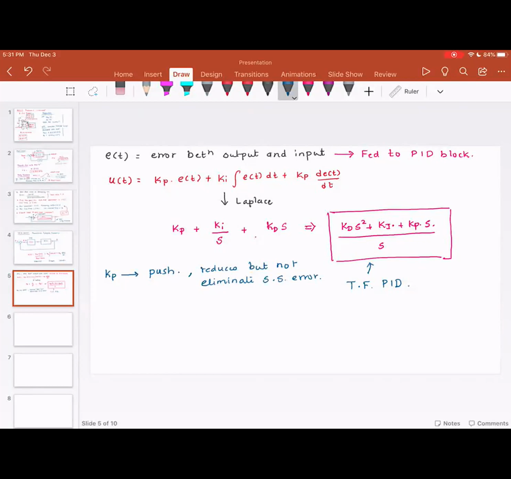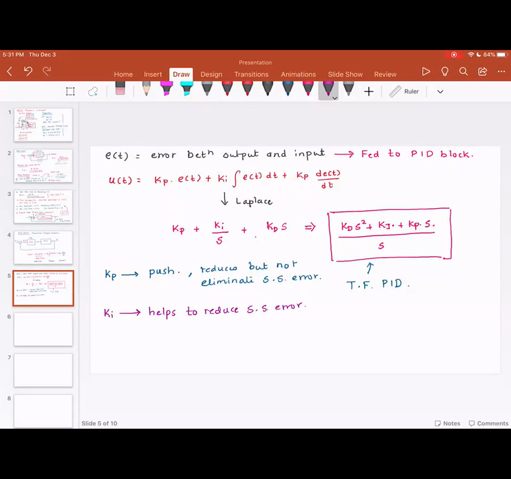That's exactly what happens when you try to design the control system using root locus technique. So if you add an additional term, which is Ki, an integral term, what this integral term does is it helps to reduce steady state error.